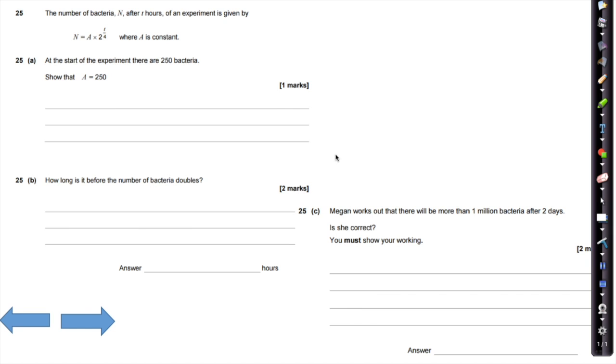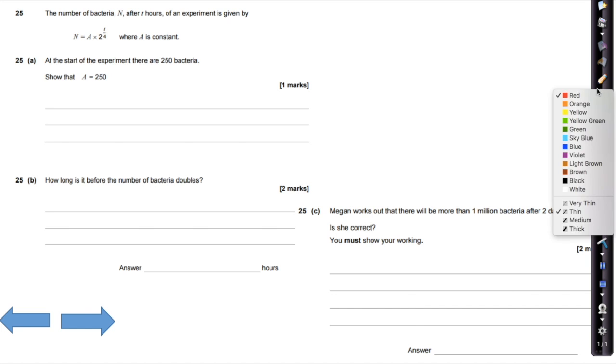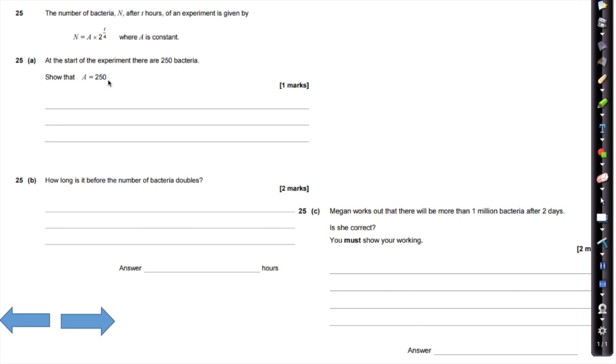Question 25 on the paper, we're looking at the number of bacteria n after t hours of an experiment, given by the formula n equals a times 2 to the power of t over 4, where a is a constant. At the start of the experiment, there are 250 bacteria. Show that a equals 250. So if we're talking about the start of the experiment, then that means our t for time is 0.